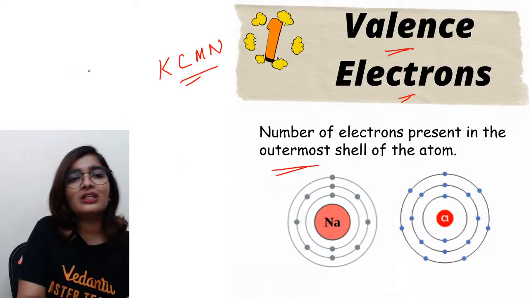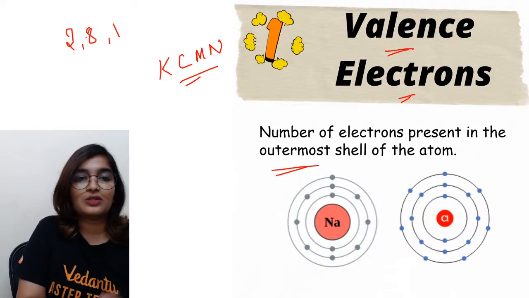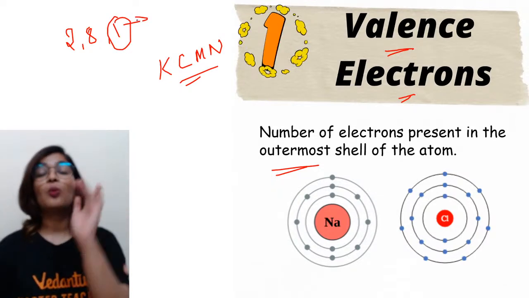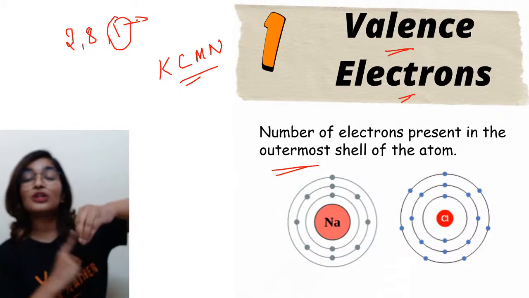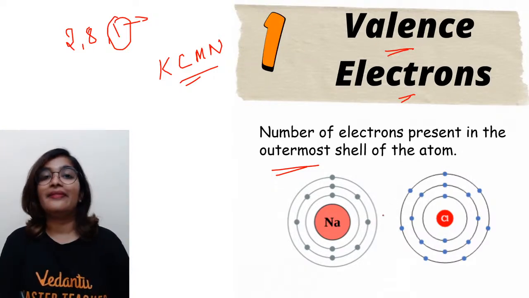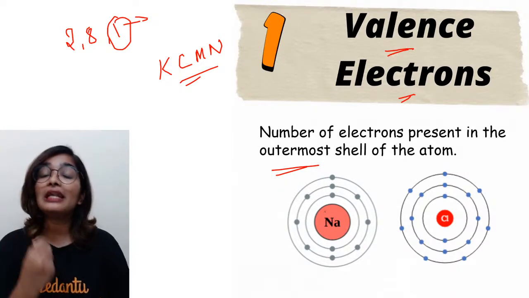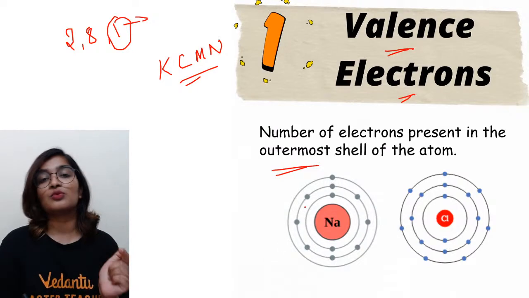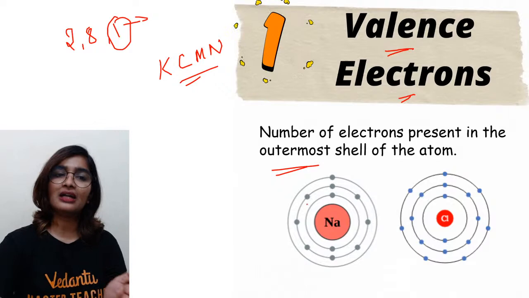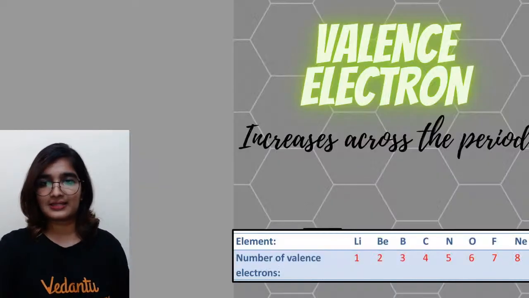Now, if you can see, the electronic configuration of sodium is 2, 8, 1. Yes, 2, 8, 1. So there is one electron present in the outermost shell. The first shell is K, then L, and then M. So M is the last shell, the outermost shell. How many electrons are present in that outermost shell? That is called the valence electrons. For that, you just have to know the electronic configuration, and for that, the atomic number, bas.